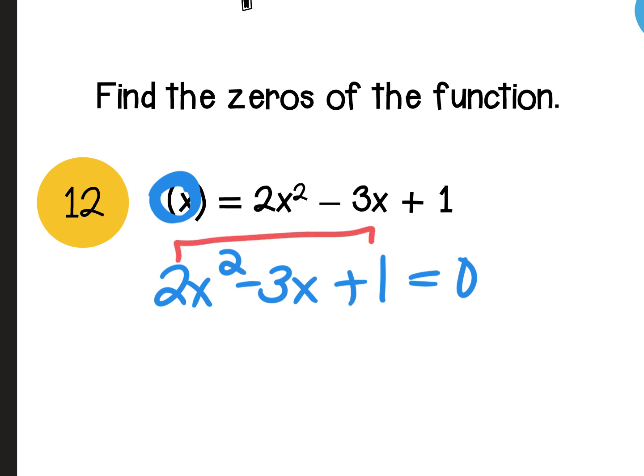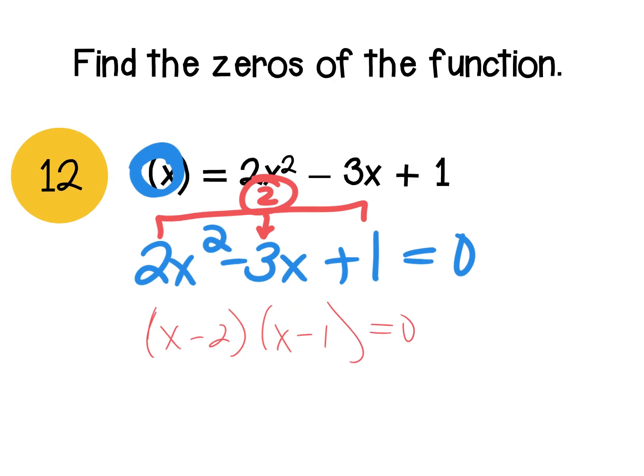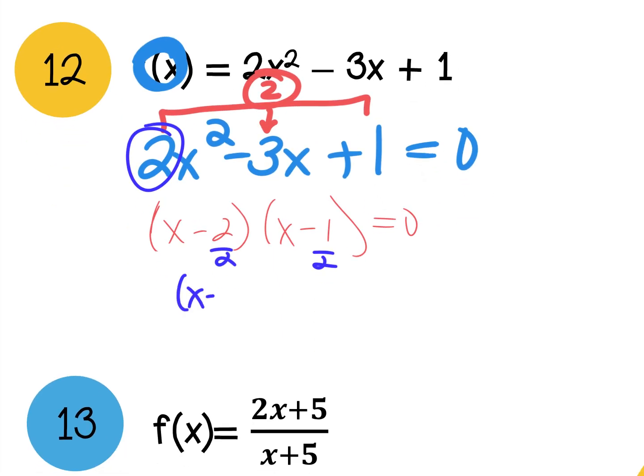Can I multiply 2 times 1? What are the factors of 2 that multiply to give me 2 and add to give me negative 3? So x minus 2 and x minus 1. If you're going to use my trick, guys, what do you have to remember to do? Divide both terms by the a. So divide this by 2 and divide this by 2. So we have x minus 1 and 2x minus 1, both equal to 0.